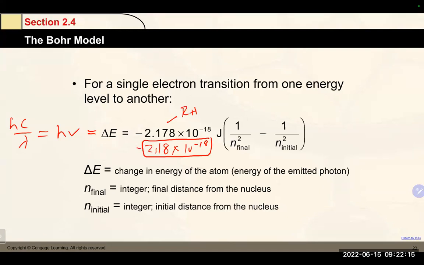Once again, as we talked about, if an electron was going from a lower energy level to a higher energy level, we would expect the ΔE to be positive, or endothermic, if it's gaining energy. We would expect the ΔE to be negative if the electron started at a higher energy level and came down to a lower energy level.